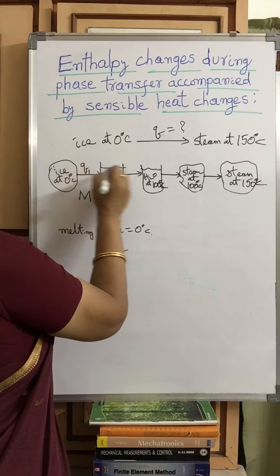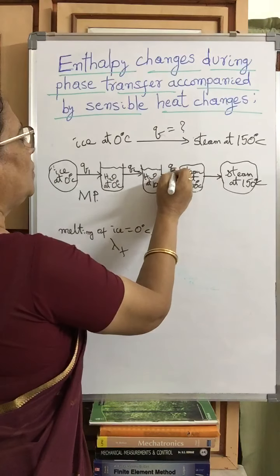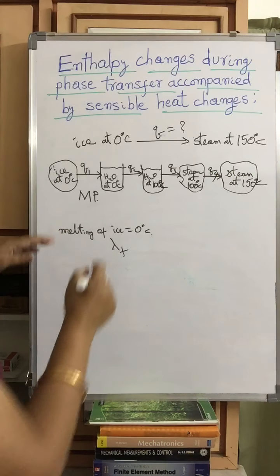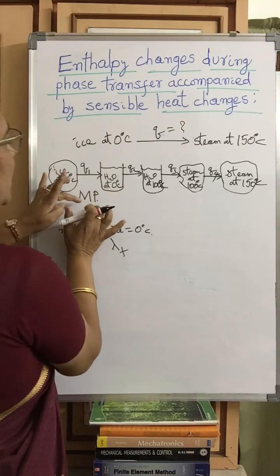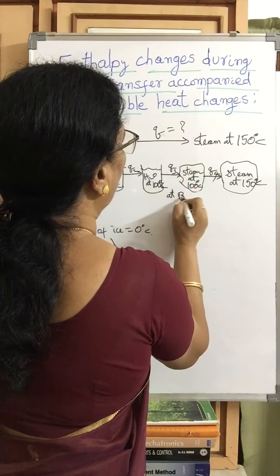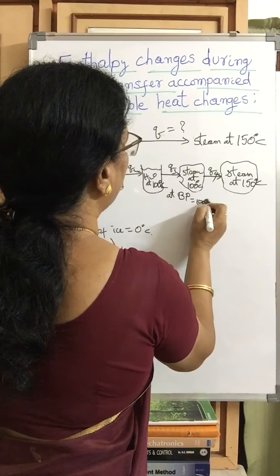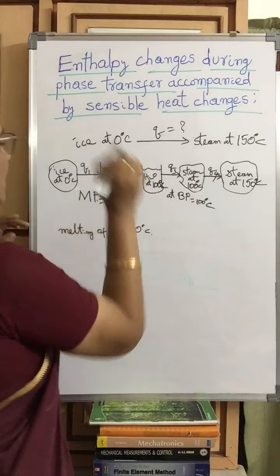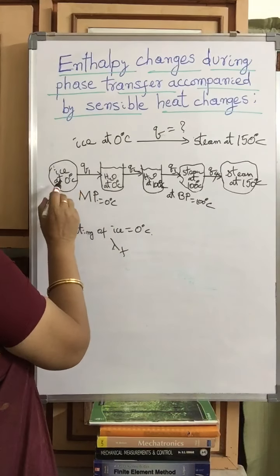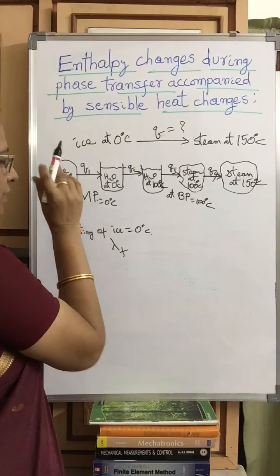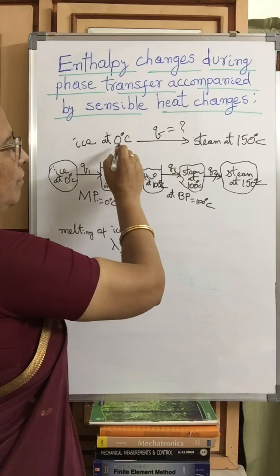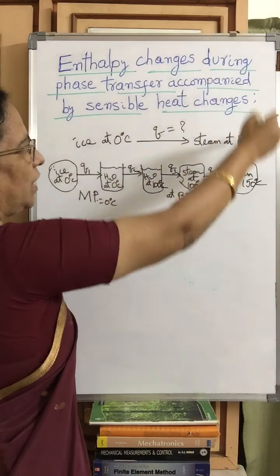Let these be Q1, Q2, Q3, Q4. This is happening at the melting point, and this is happening at the boiling point, that is 100 degrees centigrade. This is at 0 degrees centigrade. So here we have taken ice at 0, and we are converting it into steam.